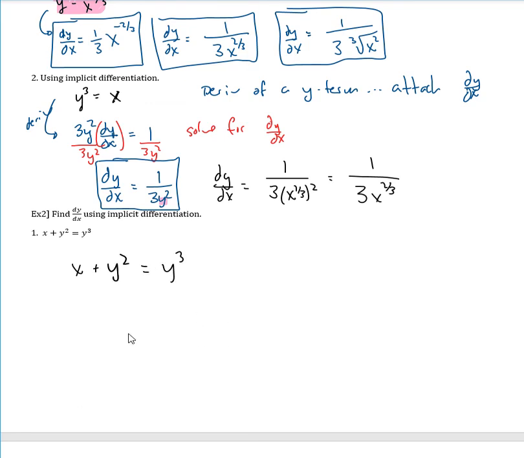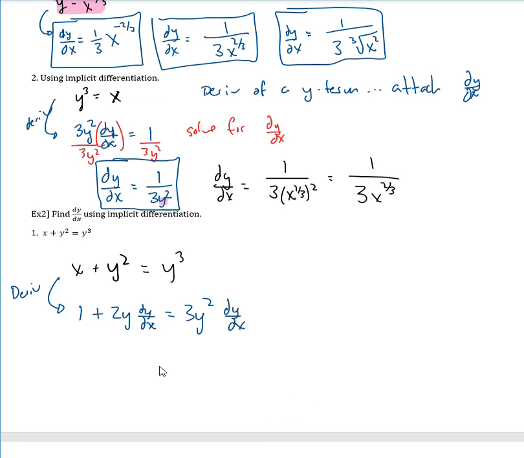Okay, and then most of the time implicit differentiation is ready to go. So I don't have to do much. I can just jump straight into it. So we're doing the derivative at this point. The derivative of x is 1. And then we have plus. The derivative of y squared is, use the power rule, you get 2y. And then just make sure again, hey, you just did a derivative of a y term. So attach dy dx. And then equal to the derivative of y cubed, power rule, would be 3y squared. And again, just make sure to attach dy dx.